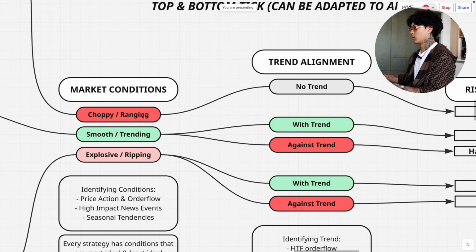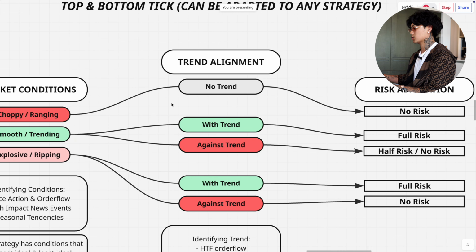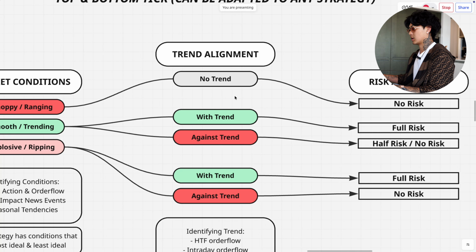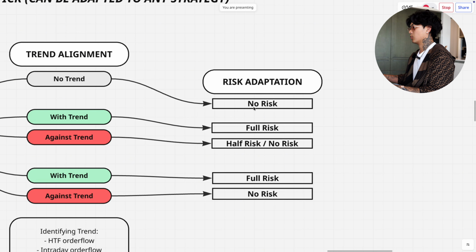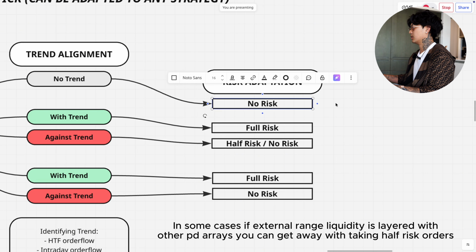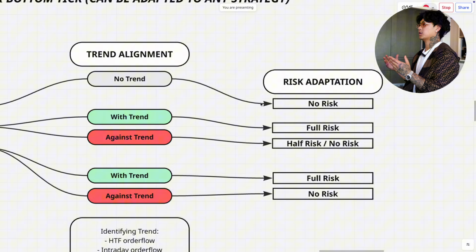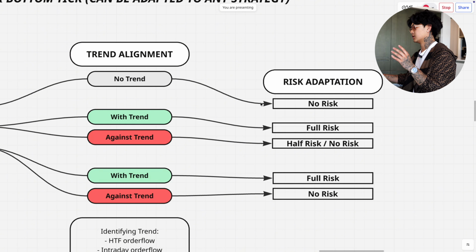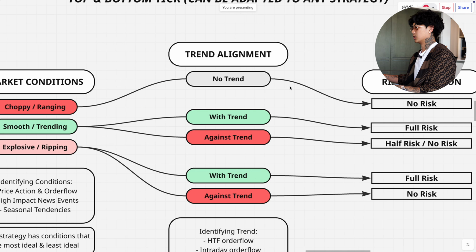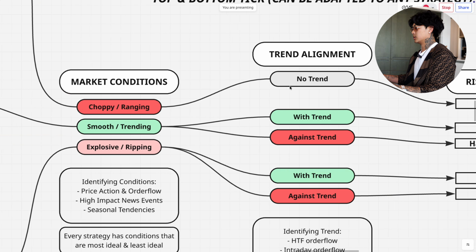So if there's choppy ranging conditions, obviously there is no trend, so you don't have to be counter trend or against trend. But in this case, you just use no risk. So for me personally, I do not trade at all whenever we're in pure consolidation because, what's the point? You don't have higher time frame levels or direction. You don't have intraday direction. You're just trading lower time frame patterns. And we're not pattern traders over here, guys. We're smart money traders, so we do not do that. So that is how you adapt to choppy conditions.